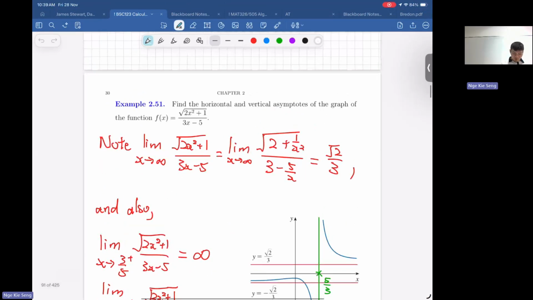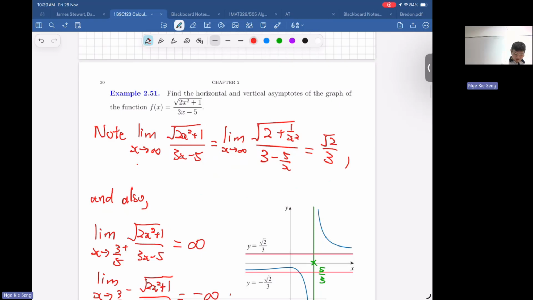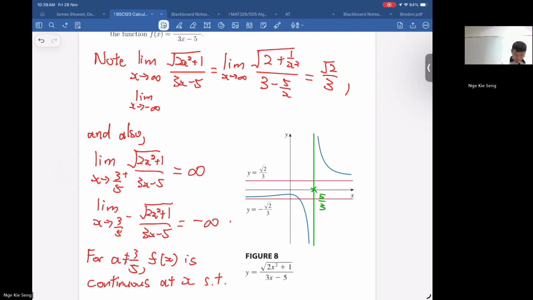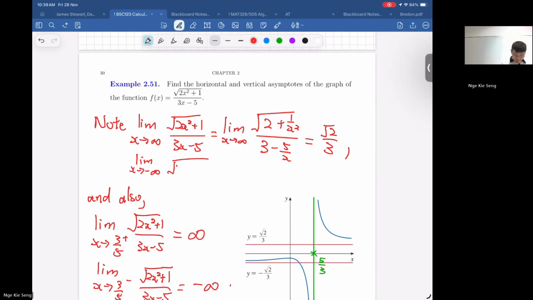Okay, so we need to compute the limit as x goes to infinity and the limit as x goes to negative infinity. We need to compute both of these. For the positive part, I already computed. I think it's fine, right? Nothing wrong in this computation. But I missed one calculation. I missed the negative one.